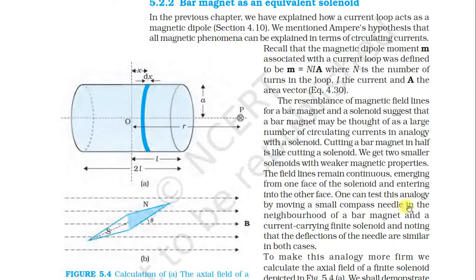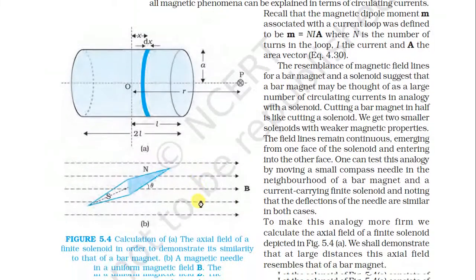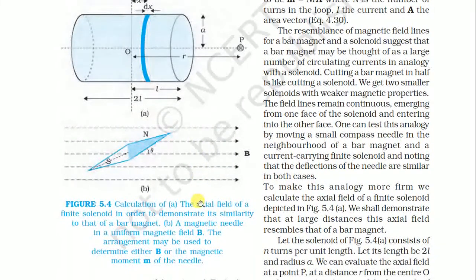One can test this analogy by moving a small compass needle in the neighborhood of a bar magnet and a current-carrying finite solenoid, noting that the deflections of the needle are similar in both cases. See here, this is where the needles are placed near the solenoid. To make this analogy more firm, we calculate the axial field of a finite solenoid. This is depicted in Figure 5.4.